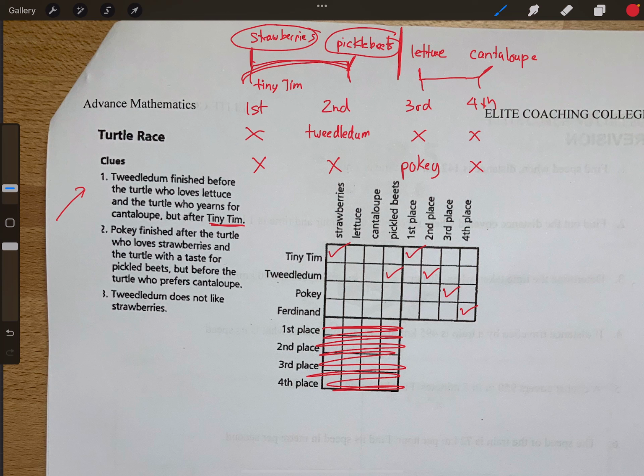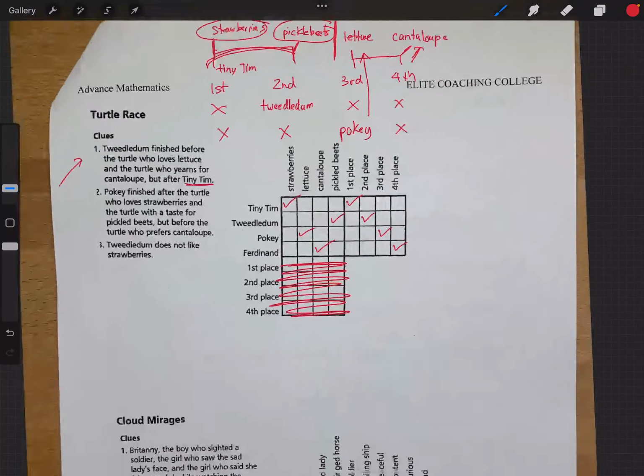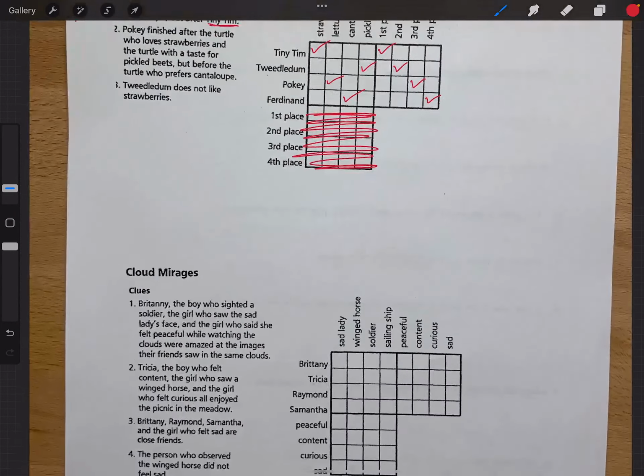We know that Pokey is going to be lettuce. And the 4th place, the last one, is cantaloupe. So Finley is the last one and he likes the cantaloupes. There you go, all done. Hope that makes sense. Okay, I'm just using the clues when I fill the tables out.